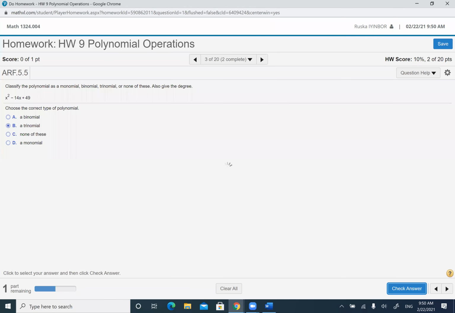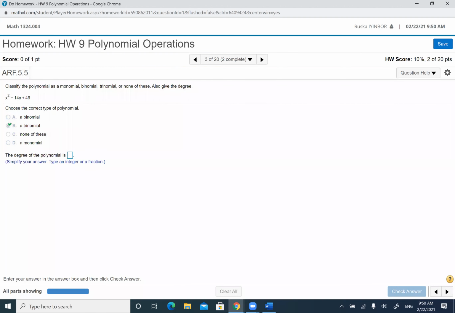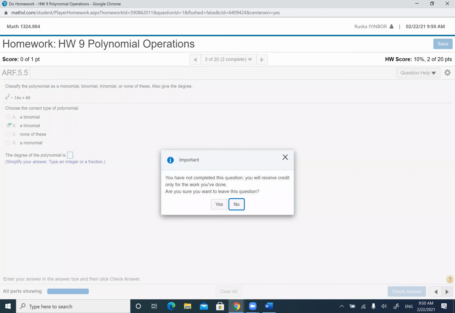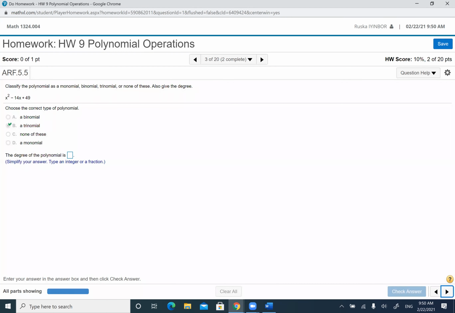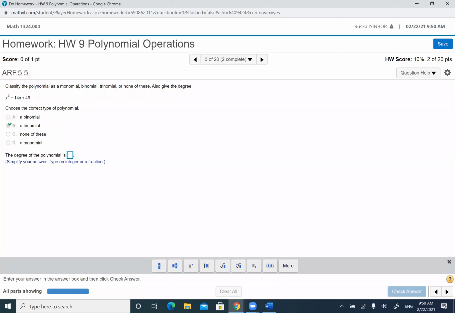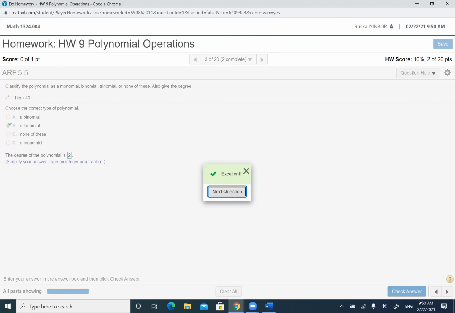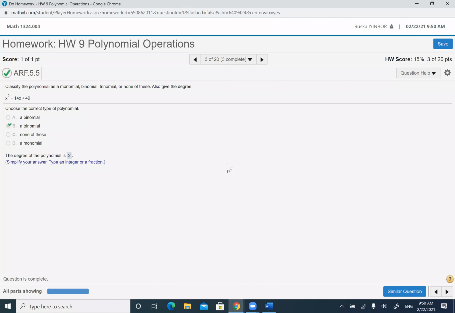Trinomial. That's right. And then let's see what else you have. Oh, I didn't complete. I need to finish. What is the degree of the polynomial? The highest exponent is 2, right? So pretty much that's what you have.